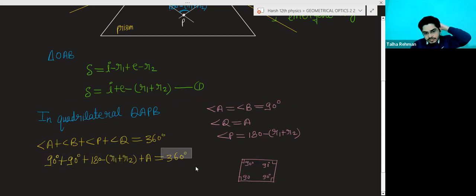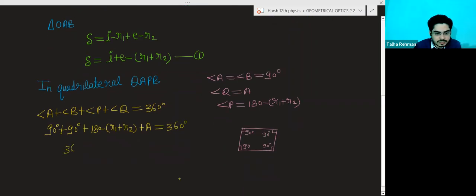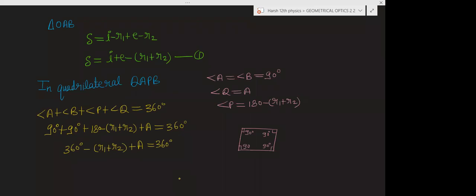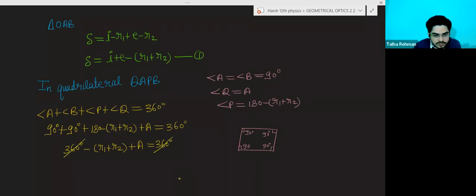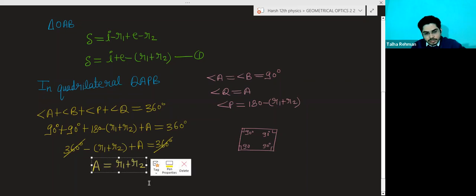So this 360 will be cancelled out with this 360. So you can write like this: 360 minus R1 plus R2 plus A is equal to 360 degrees. So this 360 is cancelled out with this 360. So what you will get, the angle of the prism A is equal to R1 plus R2, because this is the minus. So when it goes to the right side, it will become R1 plus R2. So angle A is equal to R1 plus R2.